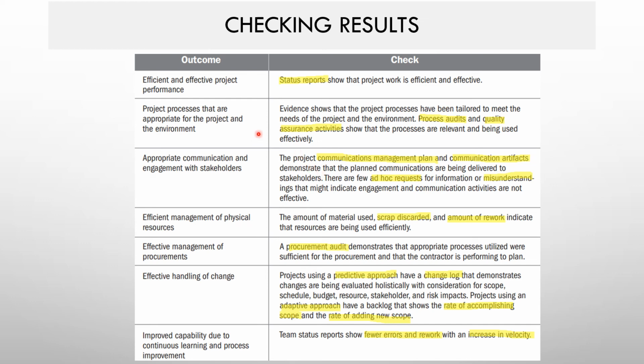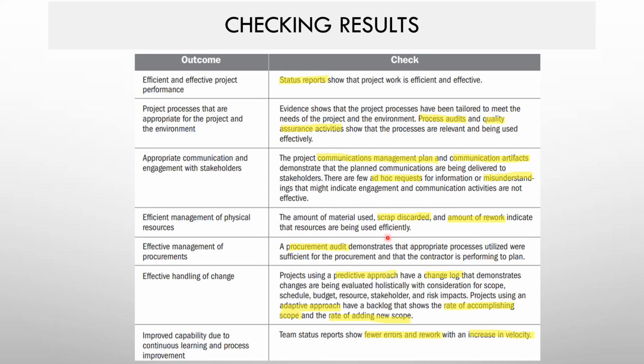How am I going to check that the project processes are appropriate? You can do a process audit or quality assurance activity. Most companies will have ISO standards or CMMI standards, and they will do periodic audits to see if things are in place. How do we check the appropriate communication mediums? The availability of the communication management plan and communication artifacts, and adequate communication reports being delivered to the stakeholders. If there are any ad hoc requests for information or misunderstandings, that indicates some communication activities are not effective. There you can go and correct it.